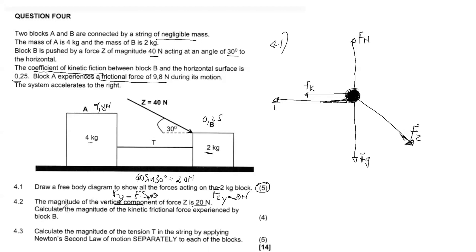Now, they say calculate the magnitude of the kinetic frictional force experienced by block B. Now, I have already spoken about this. I said, whenever you want to calculate the kinetic frictional force, always note that the formula goes like this: Fk is equal to mu k multiplied by N, which is why we are given the coefficient of kinetic friction here. Now, what is it that we need in order to calculate the kinetic frictional force?